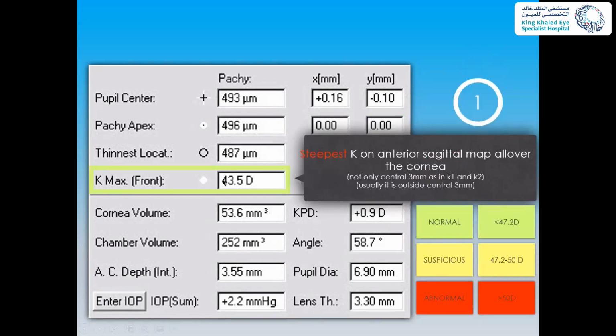So when you come to the Kmax again, normal is 47.2. In some papers, it is 48. Suspicious between 47.2 to 50, and abnormal more than 50. Again, when you take 50, this is where the specificity and sensitivity sort of match each other. But certainly, if you increase this 50 to 54, it will become more sensitive.